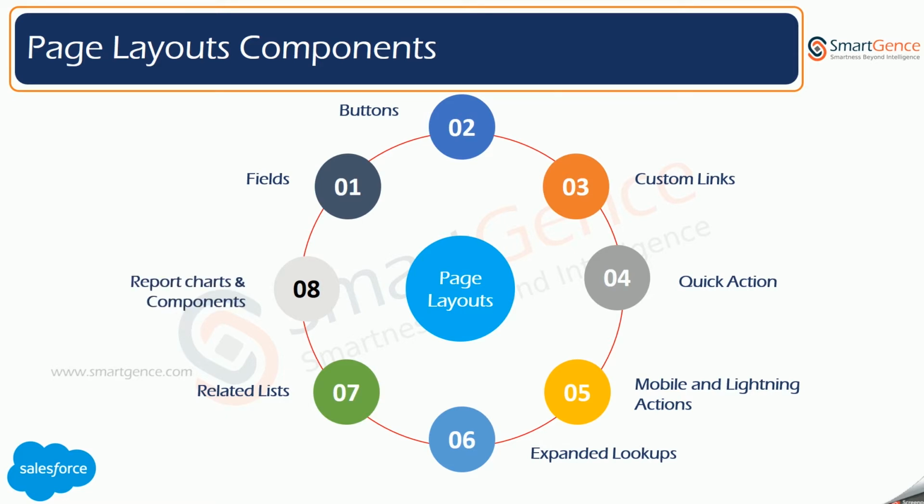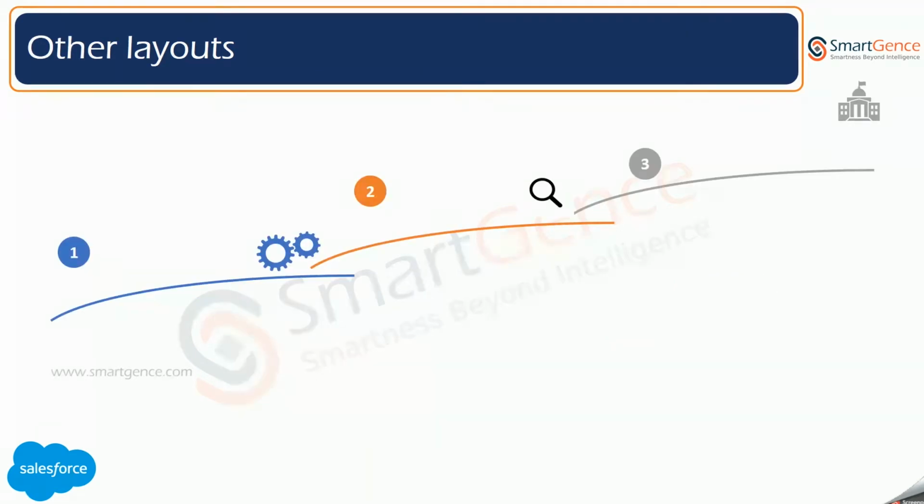Then the last component is the report and chart. So we can also include the reports available in the organization into the page layout. So finally, in addition to the page layouts, we also have a few other layouts, like mini page layout. So mini page layout is a subset of items of an existing page layout. So what would happen is, when we hover over a link or something, or a name of the particular record, it will open a small window which will have very little information. So we can define that information in this mini page layout.